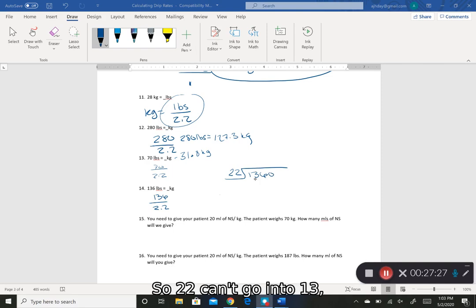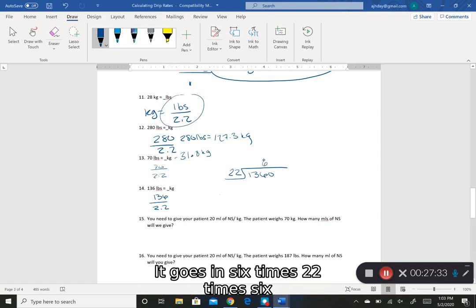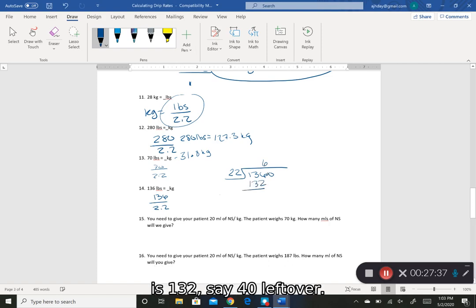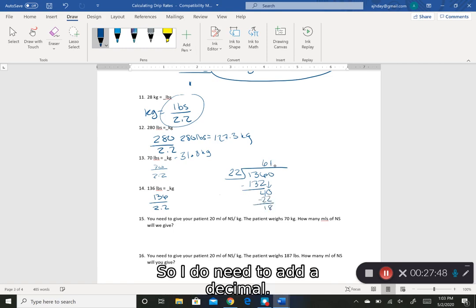So 22 can't go into 13, but 22 can go into 136. It goes in 6 times. 22 times 6 equals 132. So I have 4 left over. 22 goes into 40 1 time. That gives us 18 left over, so I do need to add a decimal.